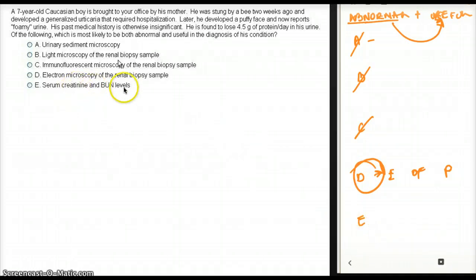Let's look at choice E just in case. Serum creatinine and BUN levels. Do we really see an abnormality in serum creatinine? Not that I know of. They could, but this is not a diagnostic thing. This is not really that much of an abnormality and it's not useful to me. It's irrelevant to the question. So in this case, clear out. The option is going to be D.